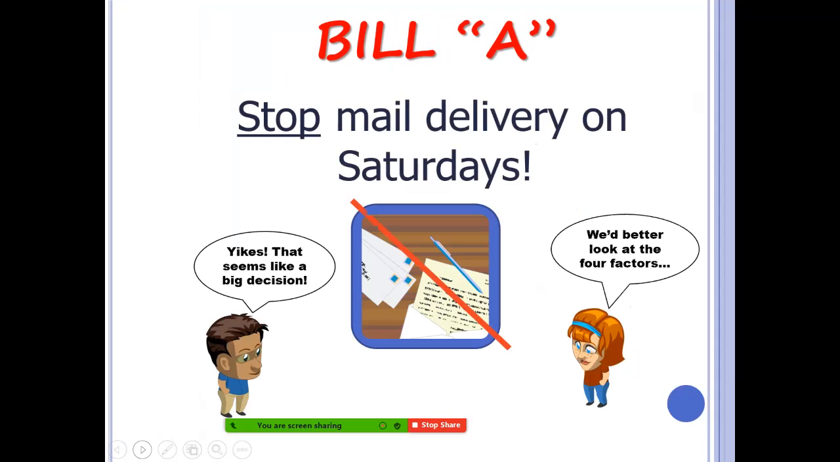So on your paper, you've got a couple different bills. The first one is Bill A, and this bill would stop mail delivery on Saturdays. Yikes, that seems like a big decision. Let's look at the four factors.